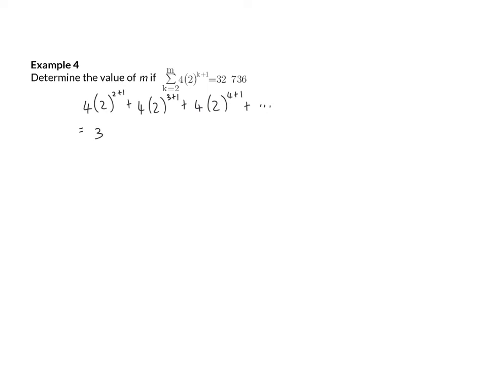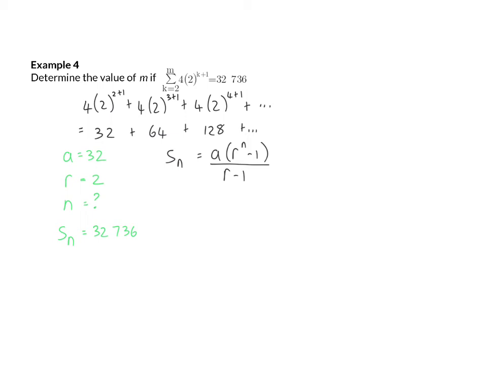Now we can calculate the first term's value is then 32, then 64, 128. From here we can now say that A, our first term, is 32. In this case we have a constant ratio because we multiply by 2 every time. We do not know the number of terms, but we do know that the sum of these terms will be 32,736. So now we can substitute everything we know into the sum formula for the geometric sequence.